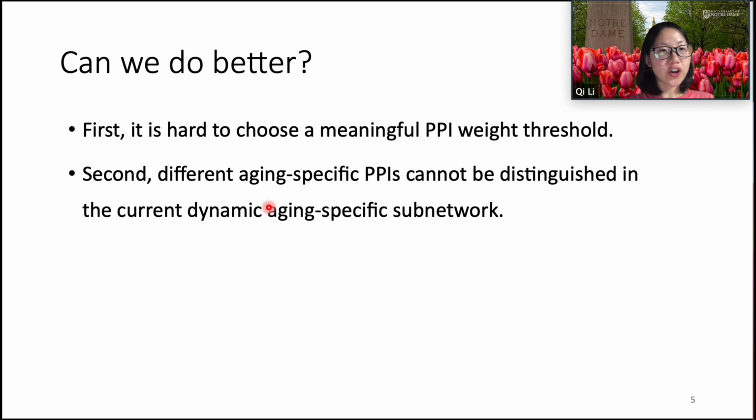Second, the current dynamic aging-specific subnetwork treats all PPIs with the same importance. It means it assumes that each PPI carries the same amount of aging-specific information. In this case, PPIs that carry different amount of aging-specific information cannot be distinguished.